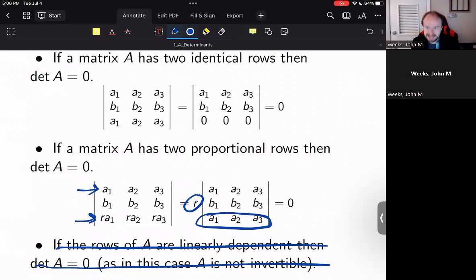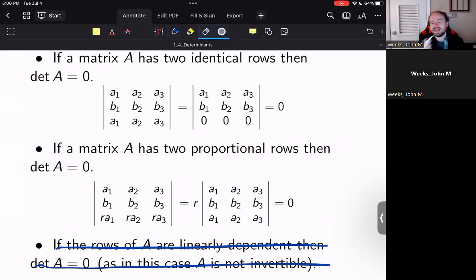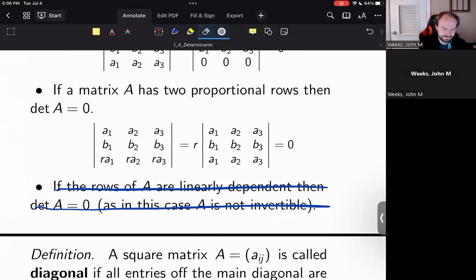That's using D2. Or I can think of it as going back and subtracting R copies of the first row from the third row. That is D3. However I'd like to think of it, that is going to give me eventually, as I simplify it, a matrix with a 0 row, and I'm going to be back to 0 for that determinant.